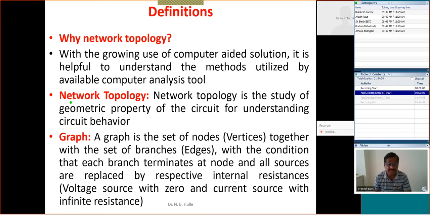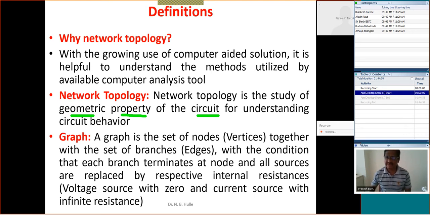To begin with, what is the network topology? Network topology is the study of the geometric property of the circuit for understanding the circuit behavior. If we want to understand the circuit behavior, we will first try to study the geometric properties of the circuit. This is the important keyword: geometric properties of the circuit.